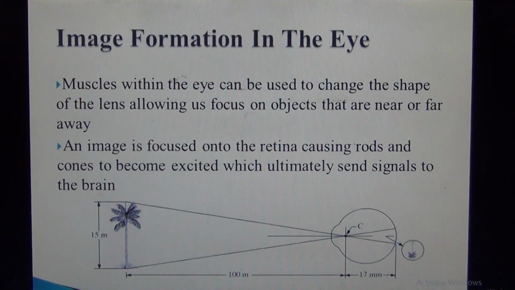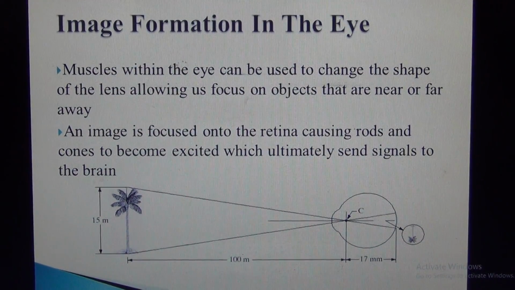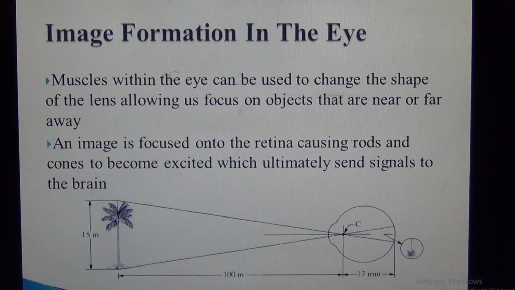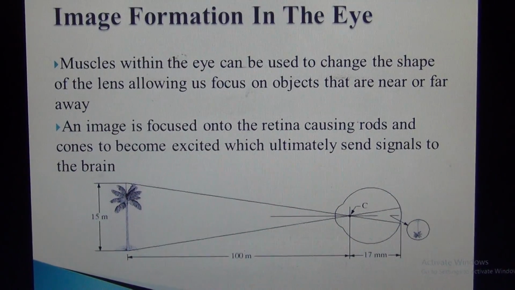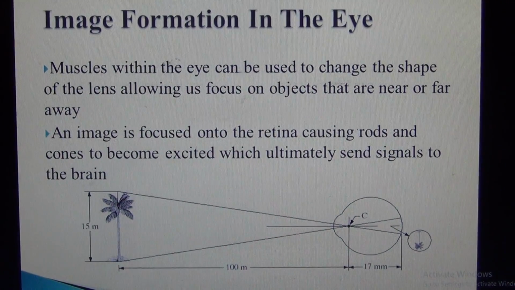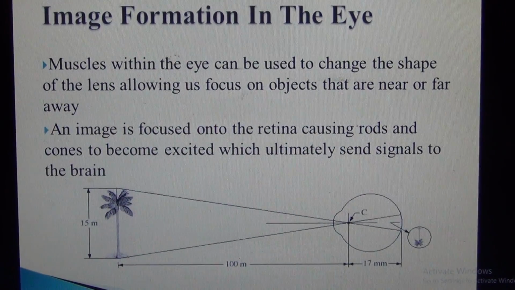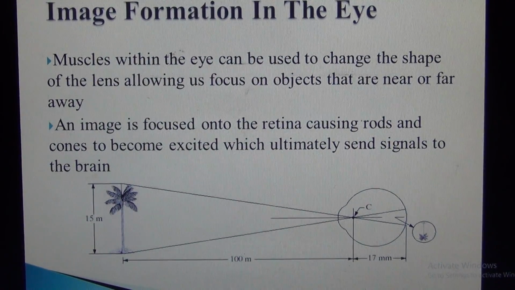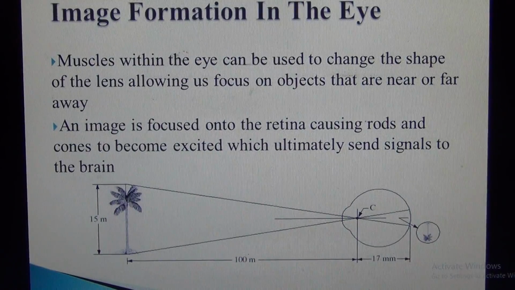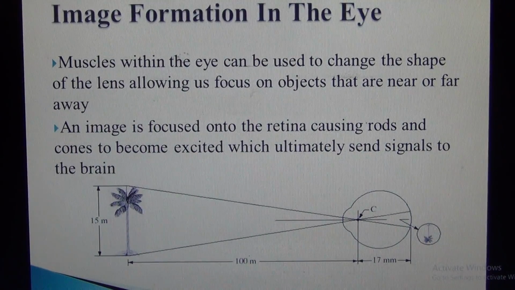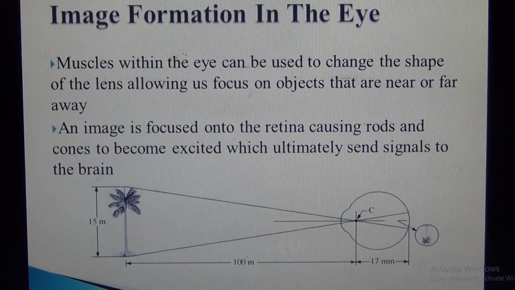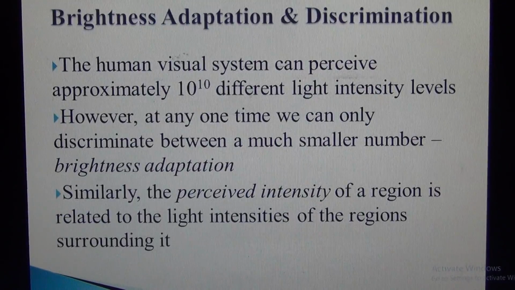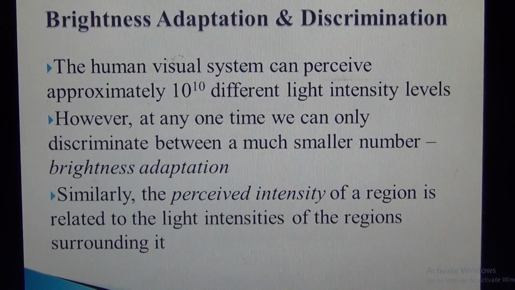Next, the image formation in the eye. How the images are formed in our eye. The muscles in the eye can be used to change the shape of the lens. Actually, the lenses are of two types, convex and concave, and muscles are responsible for changing the focus points of objects that are near or far away. An image is focused onto the retina, causing rods and cones to become excited and ultimately send signals to the brain. And here in the picture we can see that an inverted real image is formed at the retina of our eye, and then this signal is sent to the brain. Then the brain identifies the object.